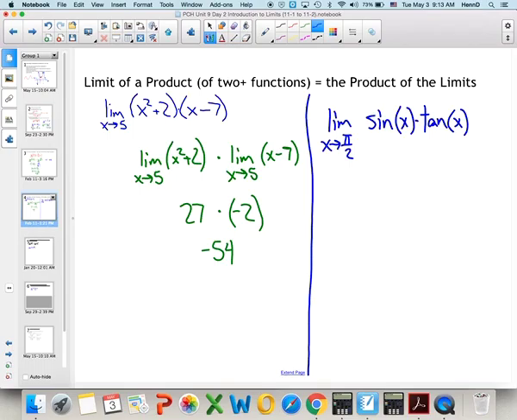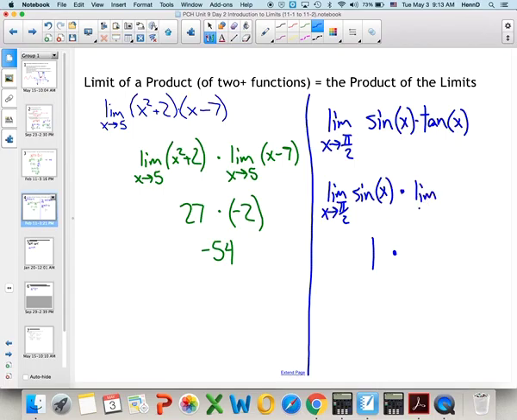But what I can do here is I can say, okay, well, let's break this up into two separate limits. The limit as x approaches pi over 2 of sine of x. Let's think about that one. What's the limit as x approaches pi over 2 of sine of x? What? 1. Okay, direct substitution, that's 1. So I know it's 1 times something.